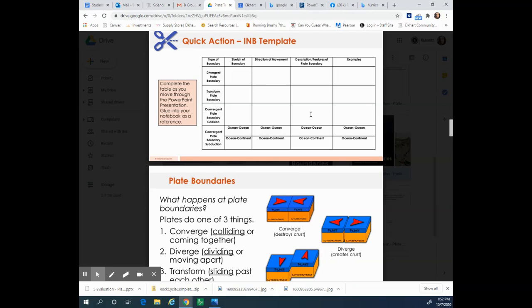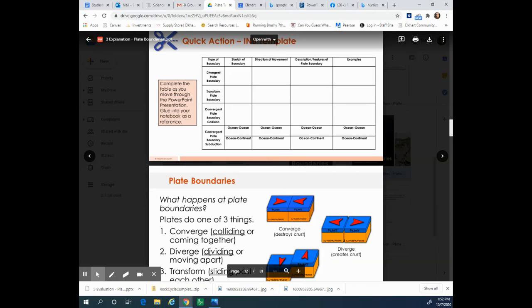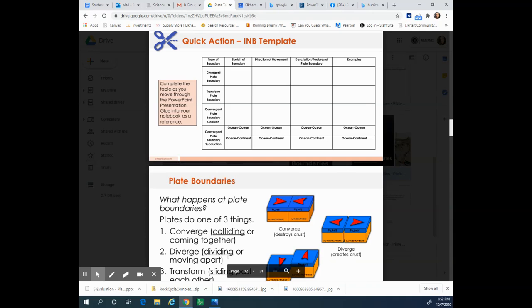Now, I want you to list two tectonic plates that are coming together, and then give me an example of a landform that is a result of converging plates. Diverging means to be dividing or moving apart.